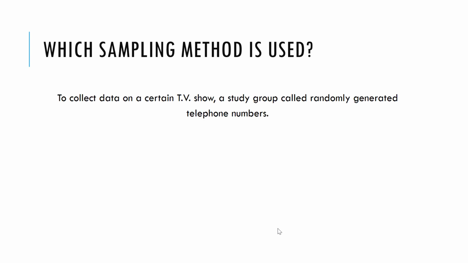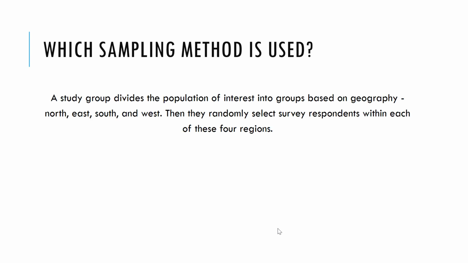To collect data on a certain TV show, a study group called randomly generated telephone numbers. This is an example of simple random sampling. A study group divides the population of interest into groups based on geography: north, east, south, and west. They then randomly select survey respondents within each of these 4 regions. What type of sampling method is being used here? If you said stratified sampling, you are correct.